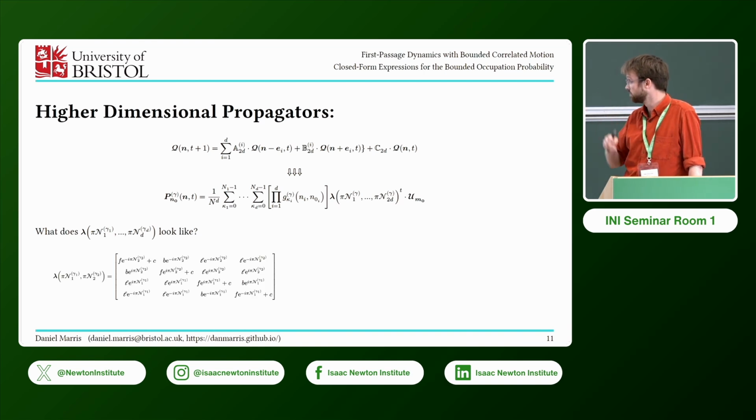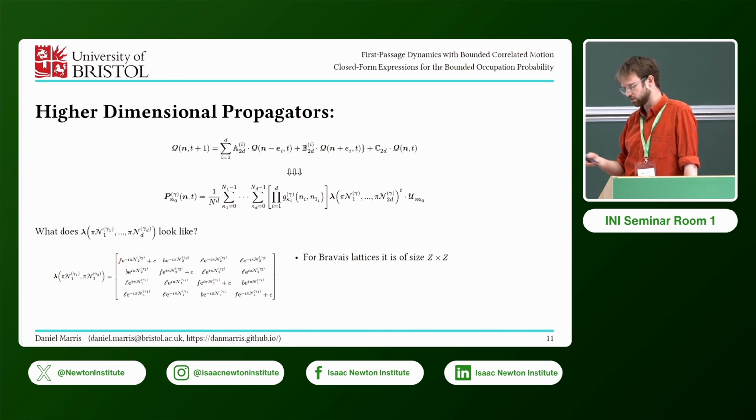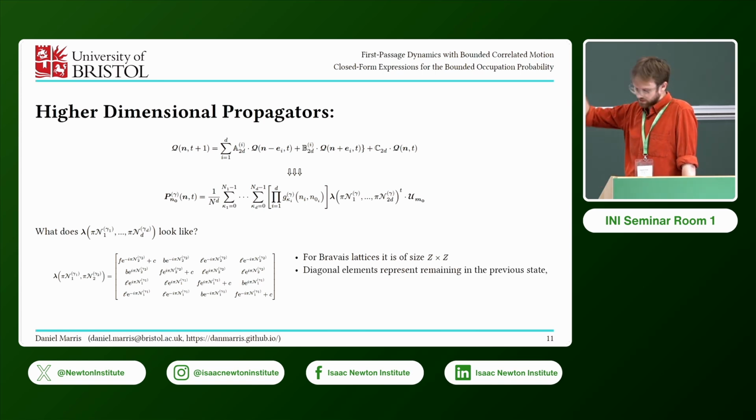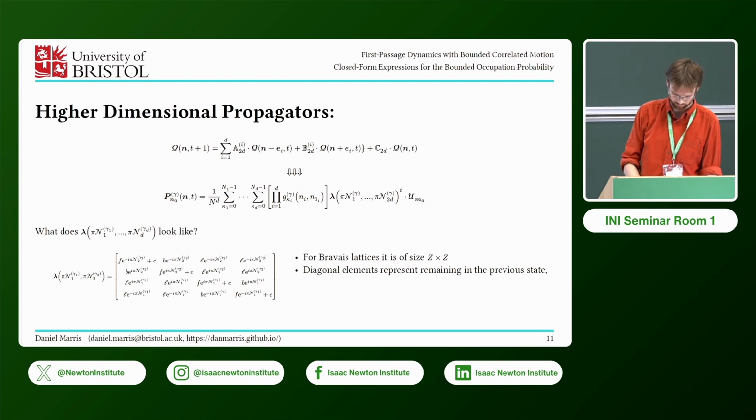Well, this is the 2D square case. But in general, it has these properties. So for Bravais lattices, so for the hexagonal and the hypercubic, it's always of size z by z, where z is the coordination number. The diagonal elements represent remaining in the previous state, and I can do that by persisting forward. So that's why we get these f's, and I can also do that just by not going anywhere. So that's why we have these plus c's.